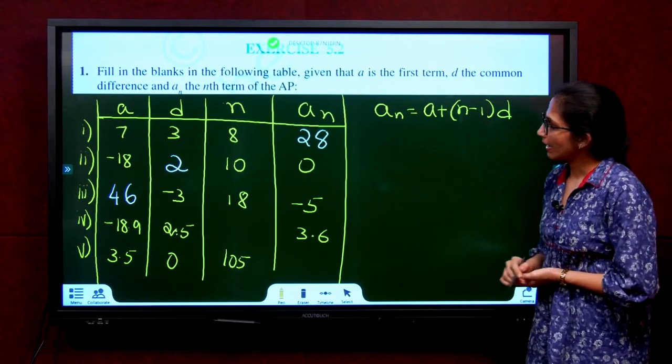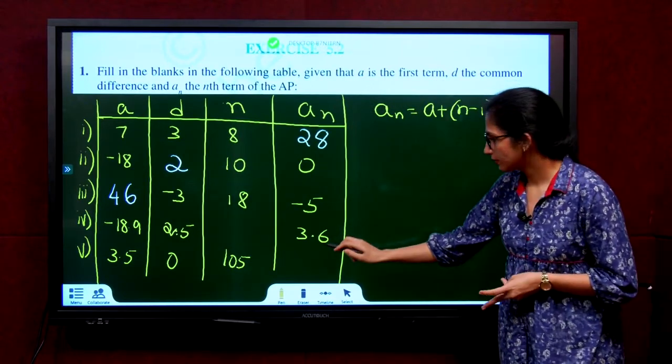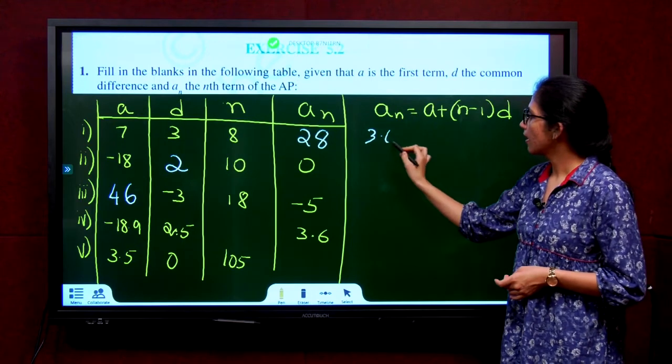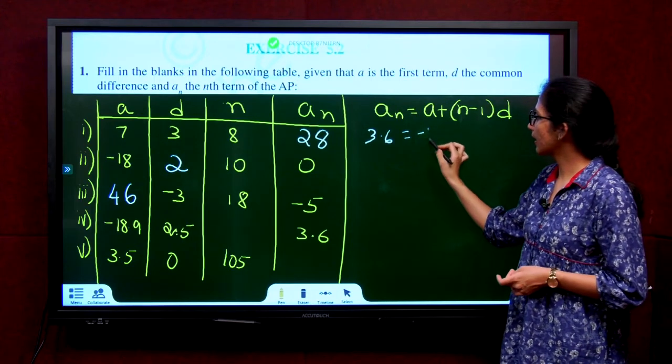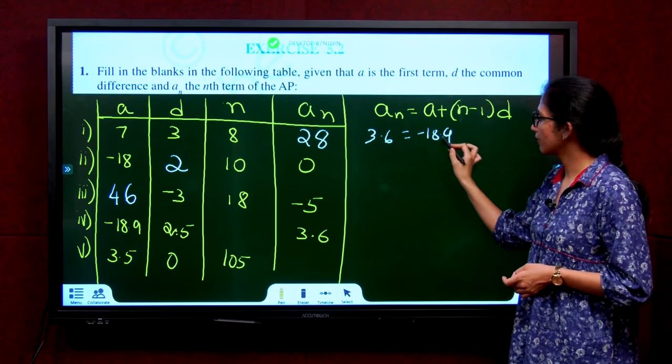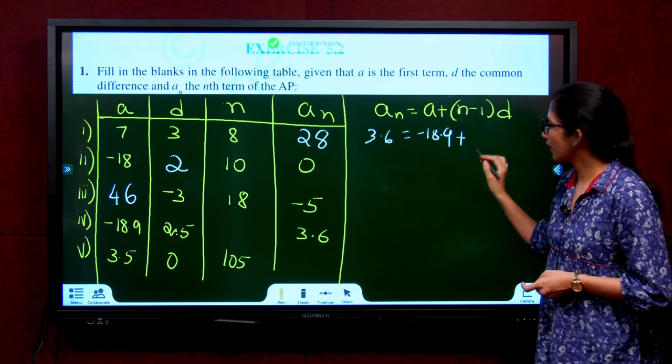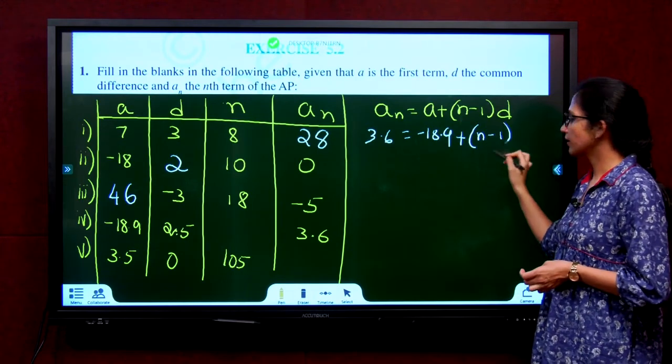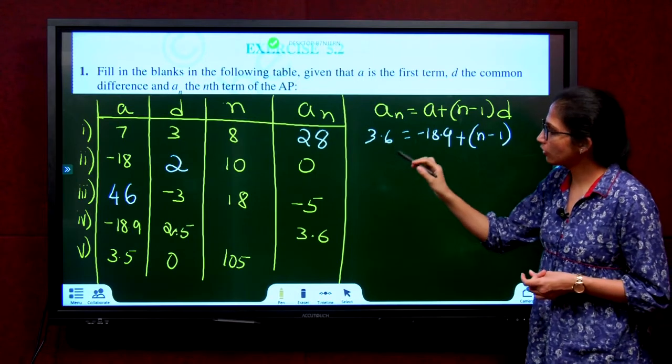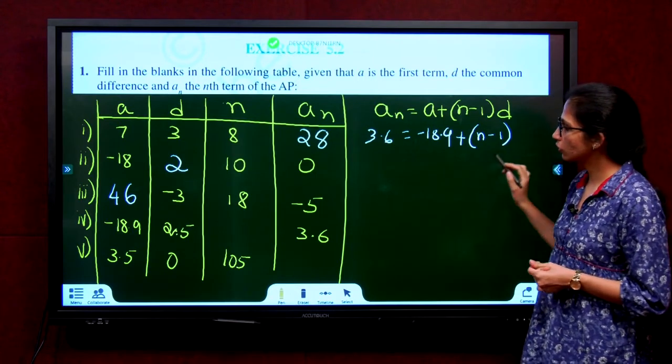Next one. AN given here is 3.6. Is A given? Yes, minus 18.9. Plus N value is not given. Minus 1, close. D value is 2.5.